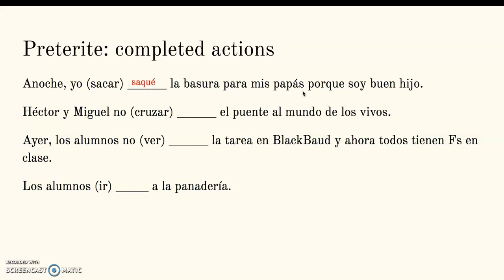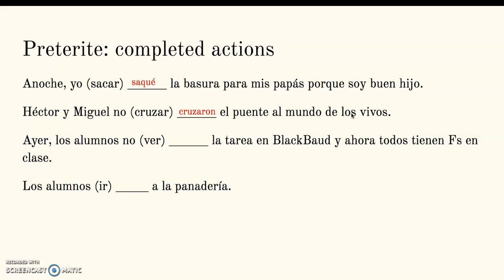So here's the next example. So now, Héctor y Miguel no blank el puente al mundo de los vivos. So this is also a completed action. Don't be tripped up because it has the word no in it. So Héctor y Miguel would represent the pronoun ellos. So pause this video and think about how to conjugate cruzar for ellos in the preterite tense. So that would be cruzaron. Héctor y Miguel no cruzaron el puente al mundo de los vivos.